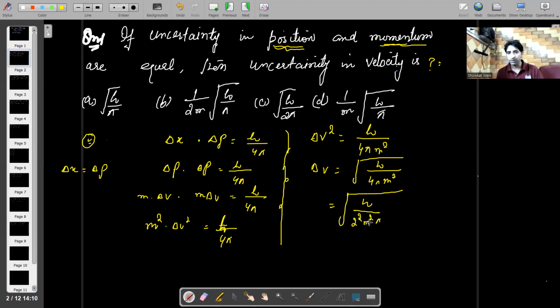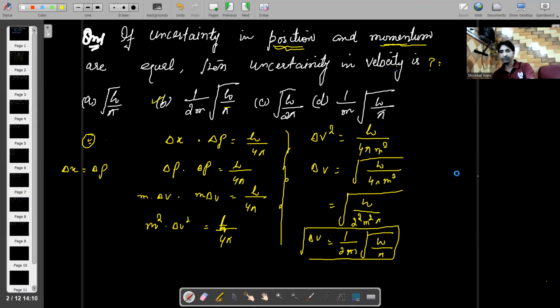Now, the square root of 2 and m will go. We'll get 1 by 2m root of h over pi. So this will be our uncertainty in velocity. The correct option for this question is option number B, that's 1 by 2m root of h over pi. Now let's move to the next question.